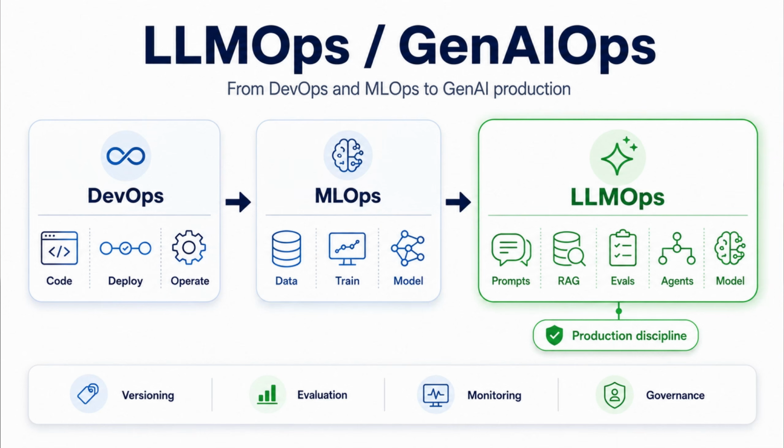So in traditional software projects, we use DevOps practices to manage the code, deployment, and operations. In machine learning projects, we use ML ops to manage the training pipelines and the models. But generative AI introduces additional challenges because the important production components are not always just code or the trained model anymore. They may include prompt templates, retrieval indexes, evaluation datasets, or multi-agent workflows. And this is where LLM ops becomes important because it represents the operational discipline required to run generative AI systems reliably in production.